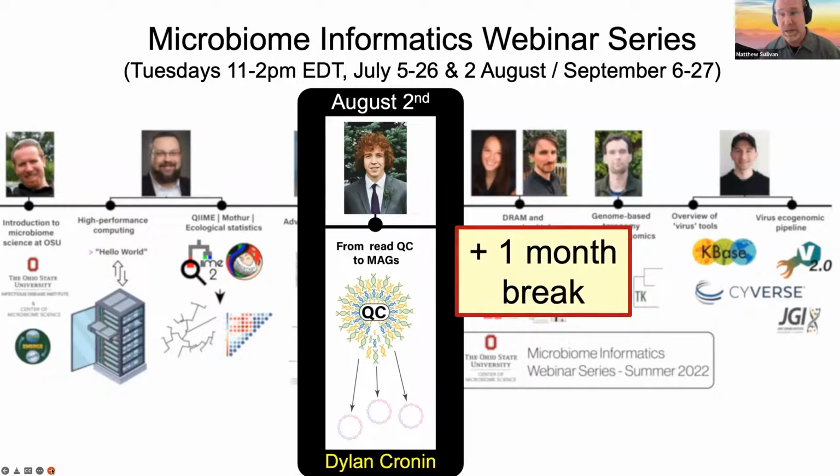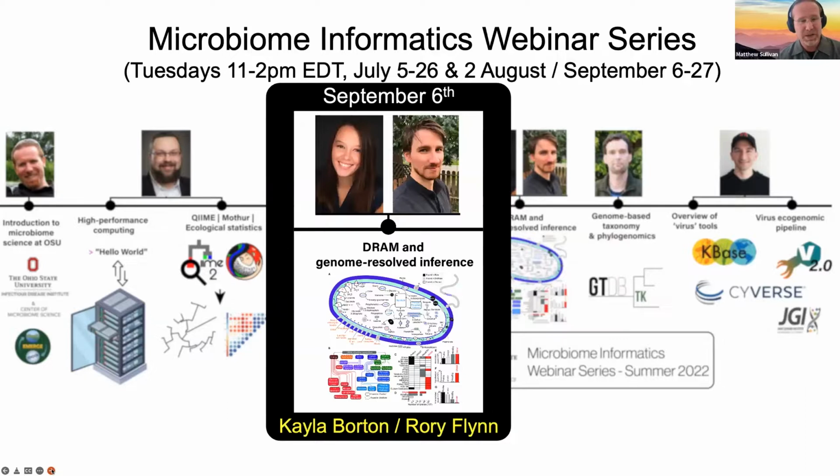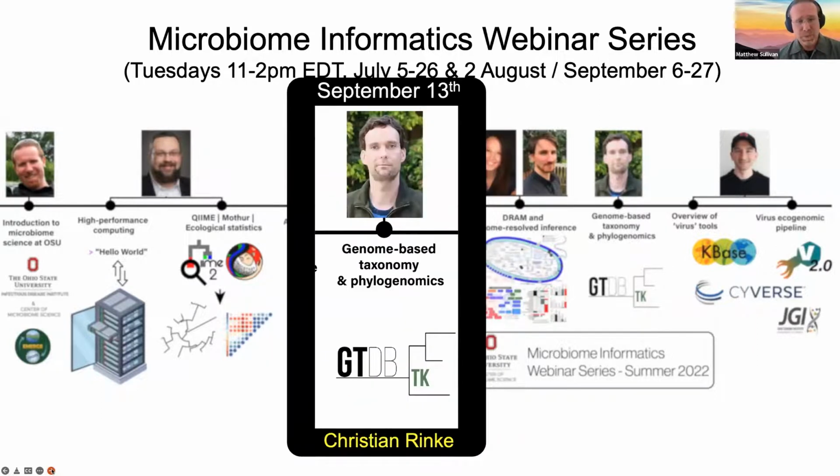And then we'll have a 1 month break for the rest of August. We realize a lot of people are on holiday at that time, so we'll come back early in the fall semester, at least those of us in the Northern Hemisphere, with DRAM, which is a scalable way to functionally annotate and pathway contextualize information from metagenome assembled genomes. So this is really genome resolved inference that will be led by Caleb Orton and Rory Flynn from Kelly Wrighton's group at Colorado State. And then Christian Rinke will present on the GTDB, which is using genomes to do taxonomy and phylogenomics.